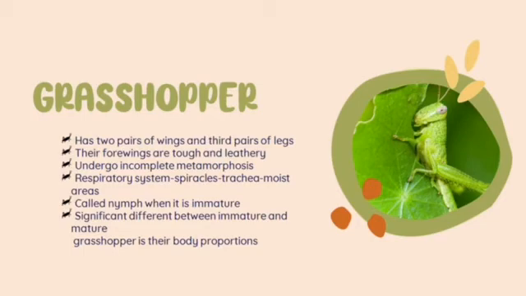The respiratory system in a grasshopper includes spiracles, trachea, and moist areas. We will go deeper into it later. Grasshoppers are called nymphs when they are immature, before they become a mature grasshopper. The significant difference between immature and mature grasshoppers is their body proportion.